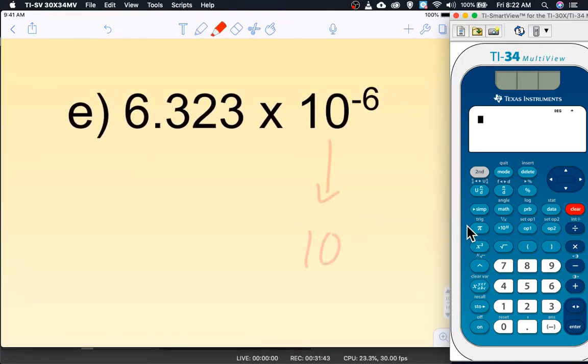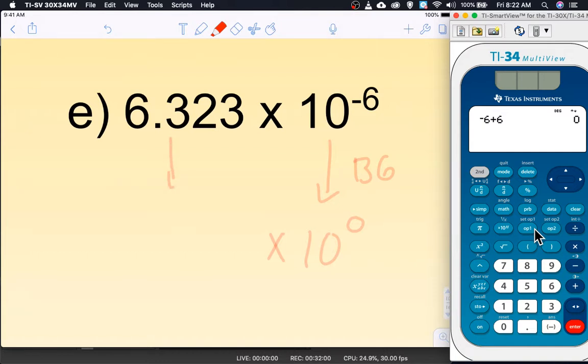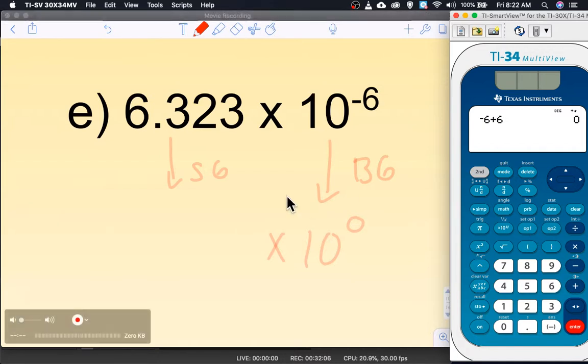I want this to be 10 to the power of 0 to make it standard form. This piece now needs to get bigger by 6, because if you have -6 and you get bigger, you add 6 to it, you get 0. So it's getting bigger by 6 to make this go to 0, which means this is going to get smaller by 6 places. And when you're making a number smaller, a decimal smaller, you move the decimal to the left. Think about it. If I go this way, 63, 632, 6,300, that's getting bigger. But if I go this way, 0.6, 0.06, 0.006, it's getting smaller.